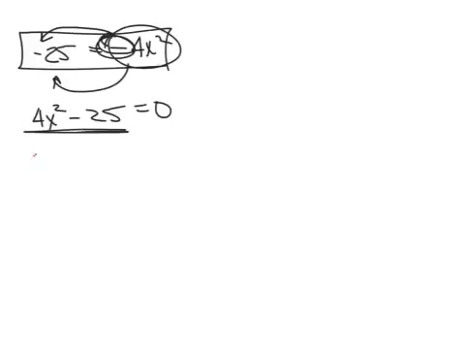All I have to do is, and again, this is just looking at these. 4x squared, well, I know there's a square root of 4. I know there's a square root of x squared. Square root of 4 is 2, square root of x squared is x. So I know that works. Square root of 25 is 5. There's a minus sign between them. So this is called the difference of two squares.